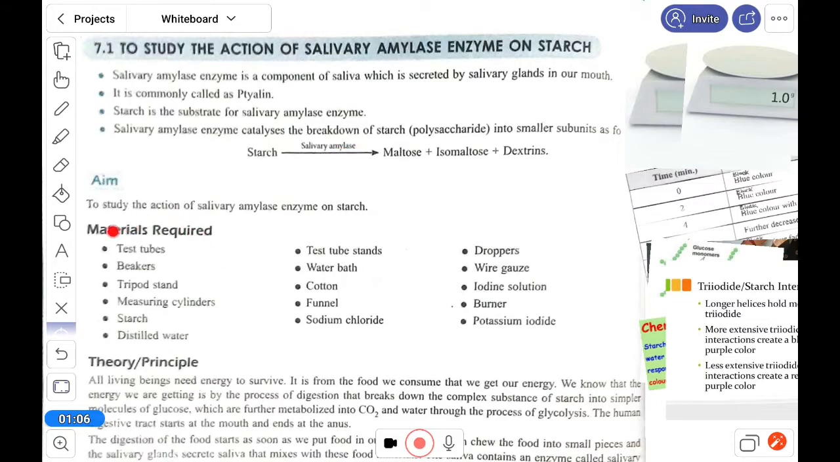In the experiment, many materials are required, as you can see here, but at first we have to know about the starch, the sodium chloride solution, and the saliva. These three items we have to prepare. Let's see how we are preparing them.